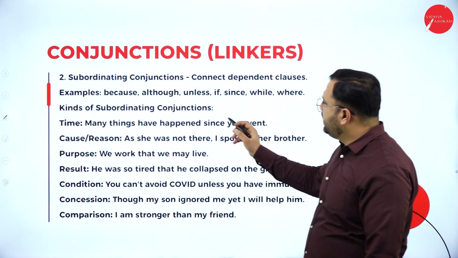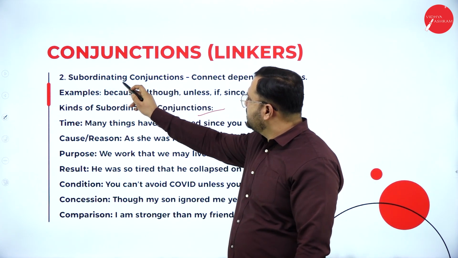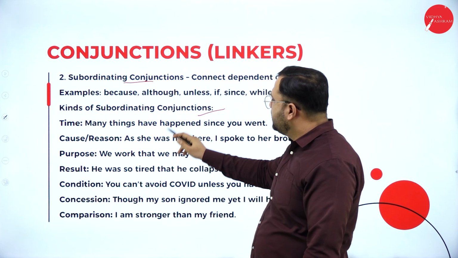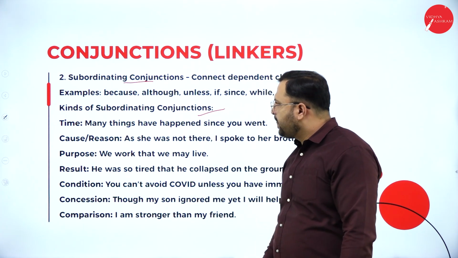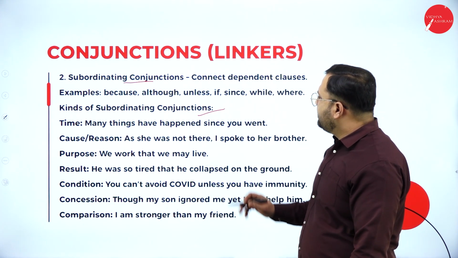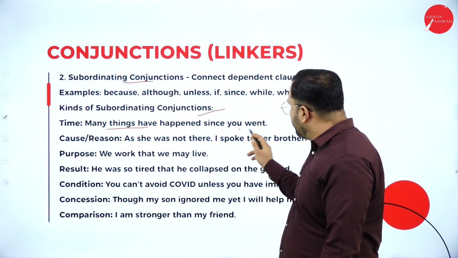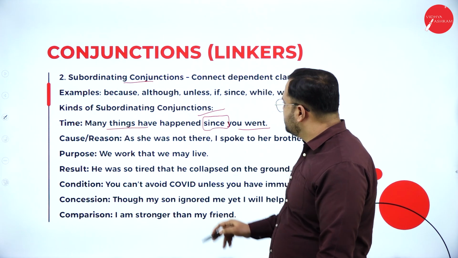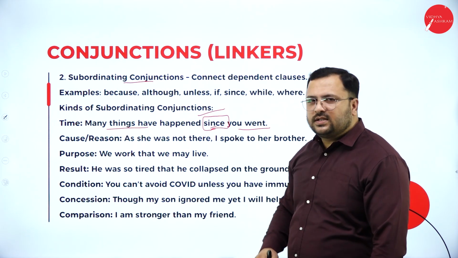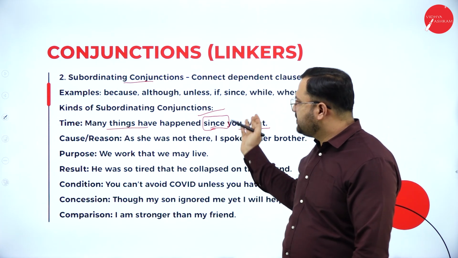Kinds of subordinating conjunctions. These conjunctions have subgroups. They talk about time. Many things have happened since you went. So many things have happened, you went. When you join those two sentences, you have to use this. Since you left, many things have changed.